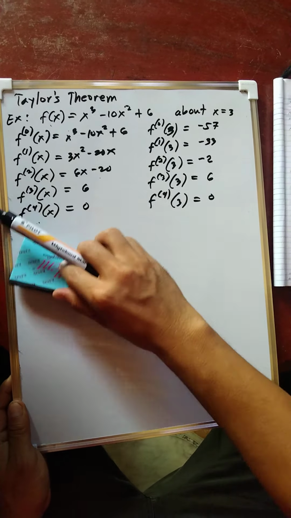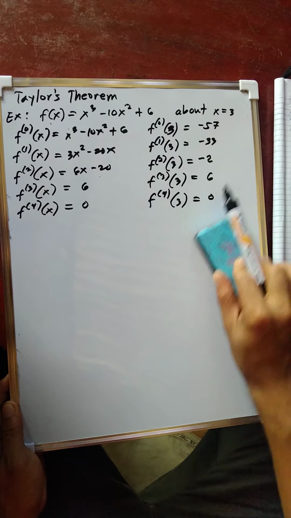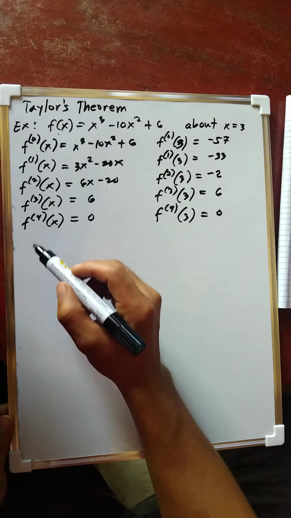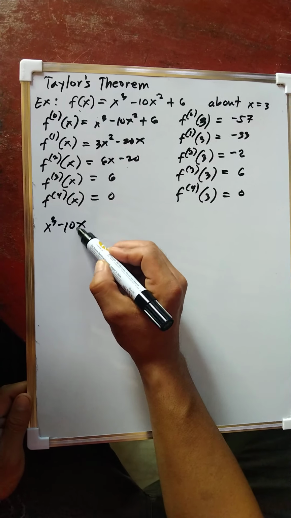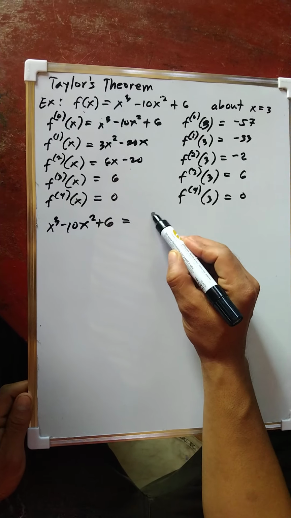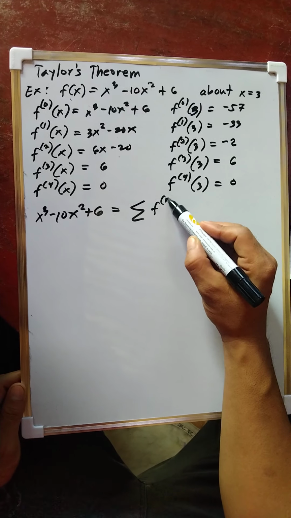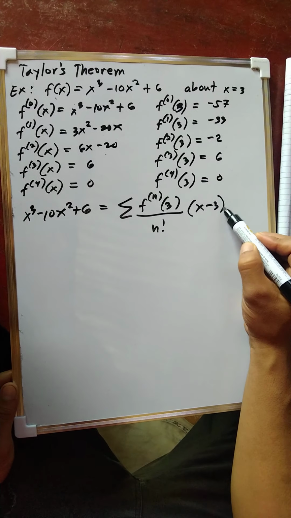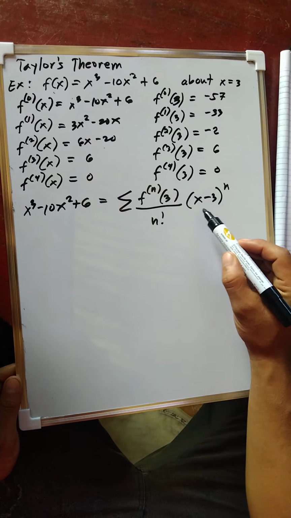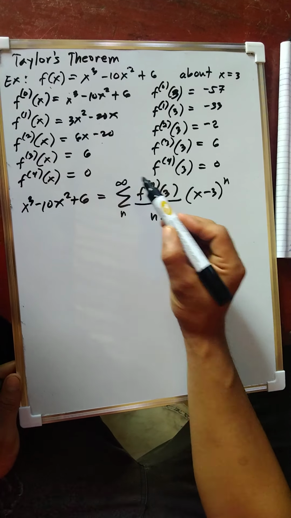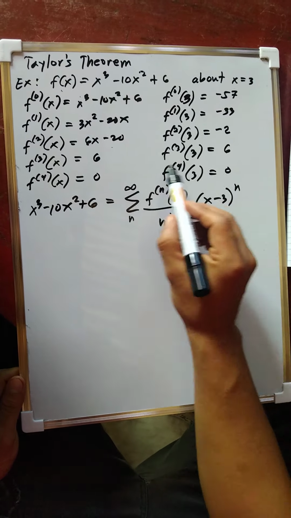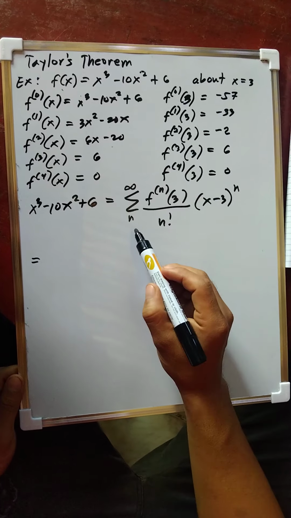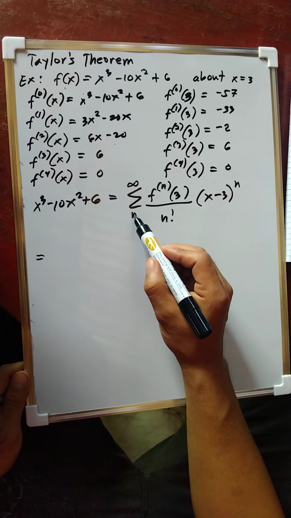Then, after that, we can now use the application of the Taylor theorem. Taylor's theorem states that this given function, which is x cubed minus 10x squared plus 6, is equal to the summation of f raised into n of 3 over n factorial times x minus 3 raised into n, since we have x is equal to 3 here. So this is from n equal to 0 up to infinity. Okay, this is equal to, using these values, we begin by n equal to 0.